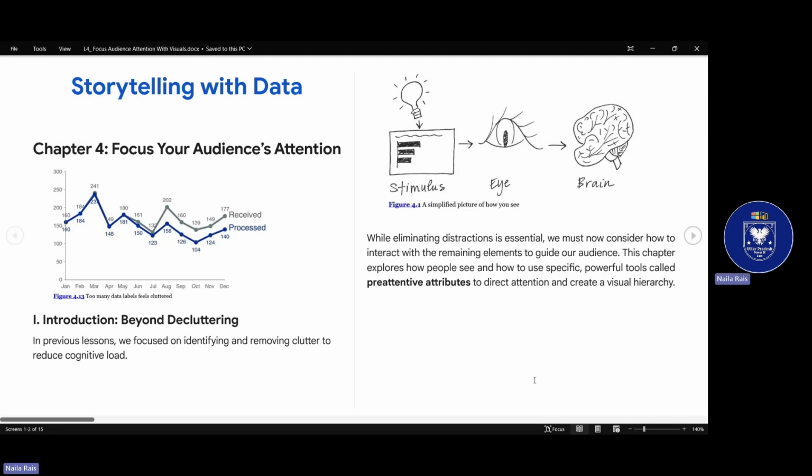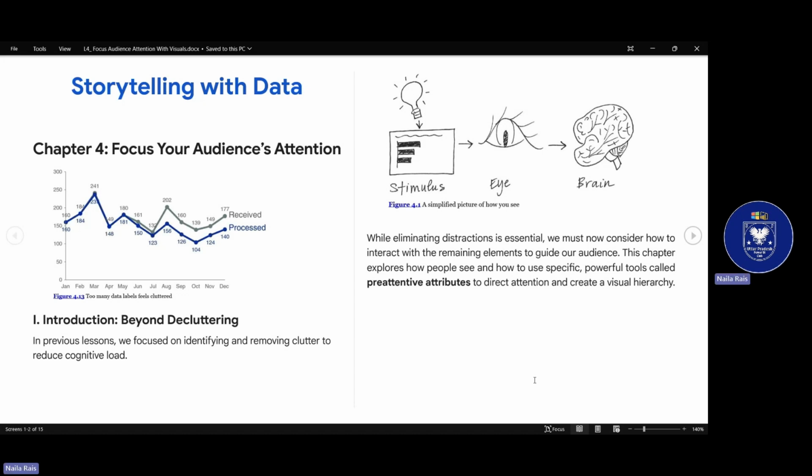Okay, hello everyone. Today we will be looking into chapter 4, Focus Your Audience Attention. In the previous sessions, we have looked into clutter, pre-attentive attributes, and the importance of context. So today we will be looking deeply into how we can grab our audience's attention.